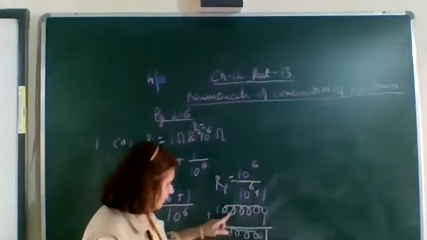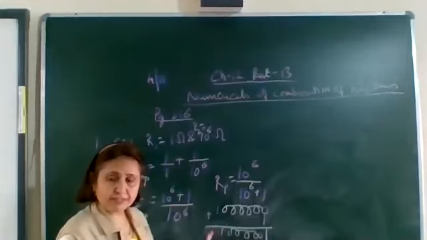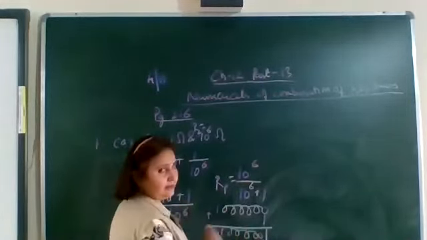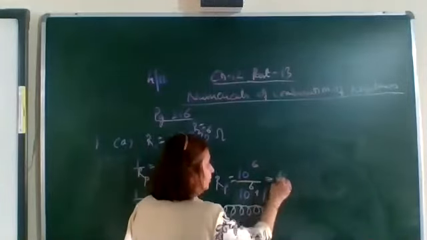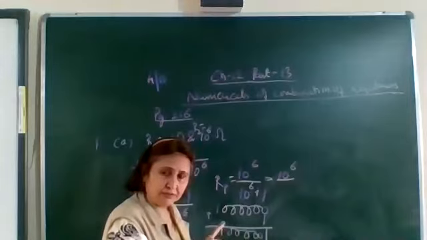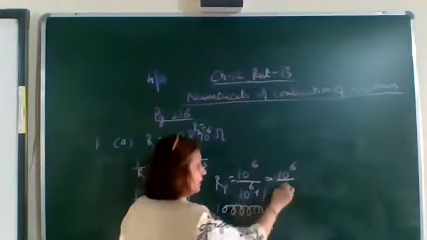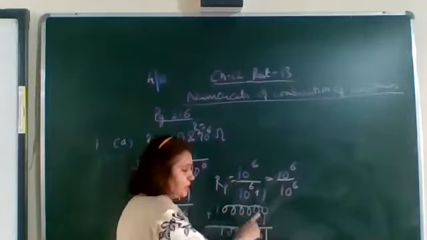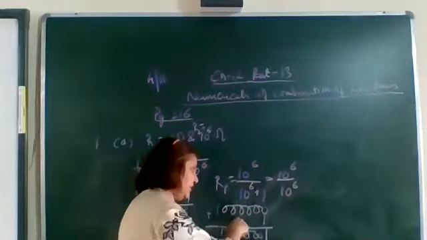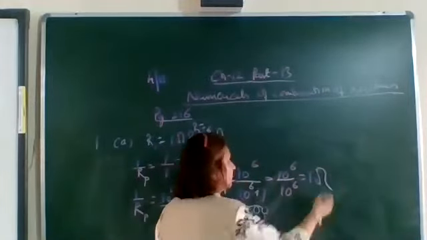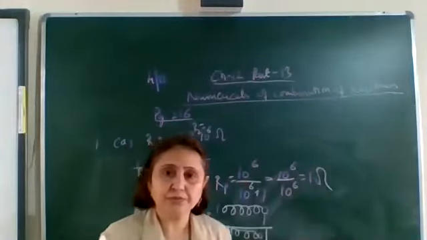This is approximately equal to 1 followed by 6 zeros, or 10 raised to the power 6. So 10 raised to the power 6 upon 10 raised to the power 6 plus 1 is approximately equal to 1. Such a big quantity you are adding to 1 is approximately equal to 10 raised to the power 6. So what is the equivalent resistance? The equivalent resistance is 1 ohm.